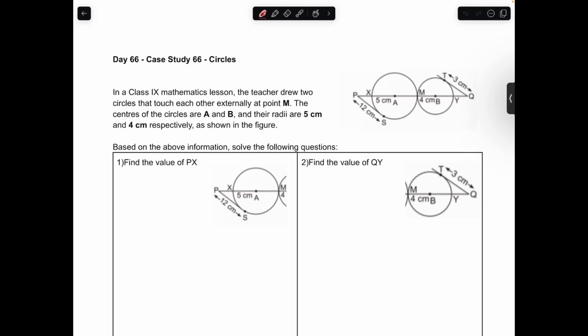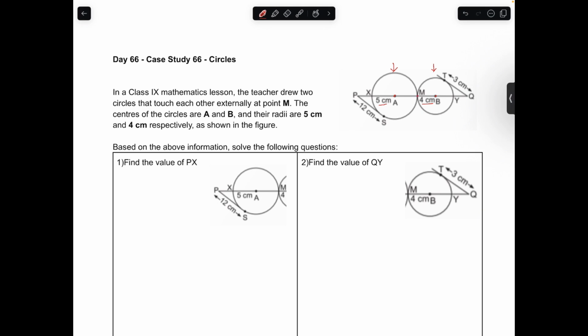The question goes like this. In a class 9 mathematics lesson, the teacher drew two circles that touch each other externally at point M. The centers of the circles are A and B and their radii are 5 cm and 4 cm respectively as shown in the given figure. In the given figure, there are two circles. One is a bigger circle with center A and the radius is 5 centimeter, and a smaller circle with center B with radius 4 centimeter. These two circles touch each other externally at the point M.